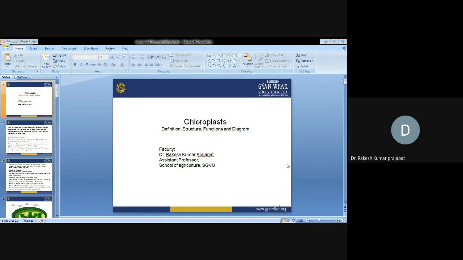So today we will discuss a plant cell organelle, that is chloroplast. Okay. So what is chloroplast? Definition, structure, functions, diagram, and details about the chloroplast that is present in the plant cell.